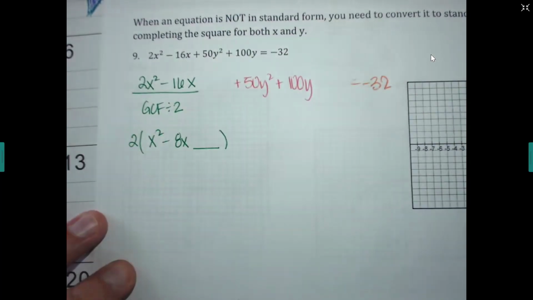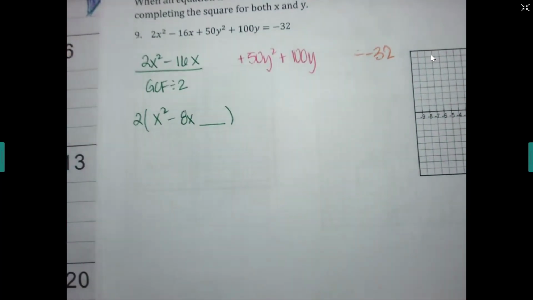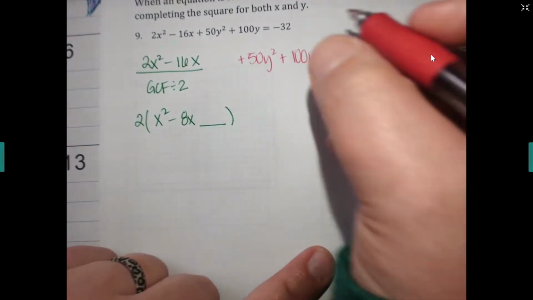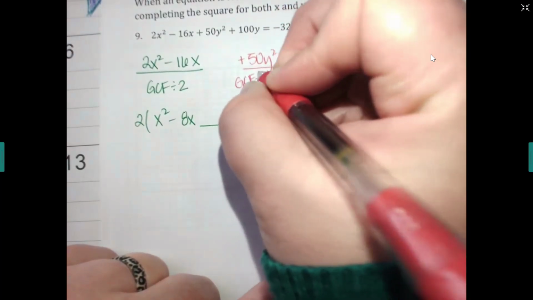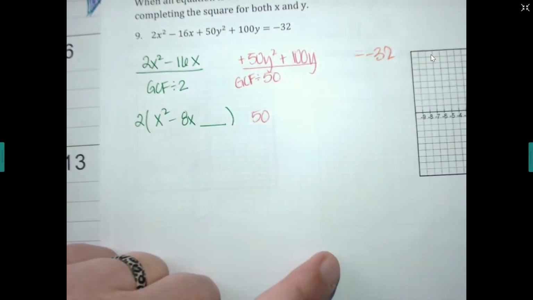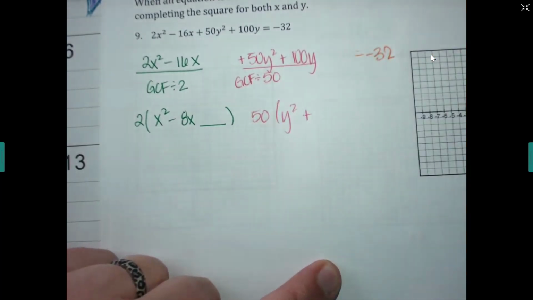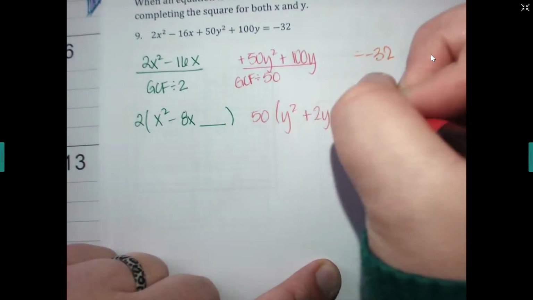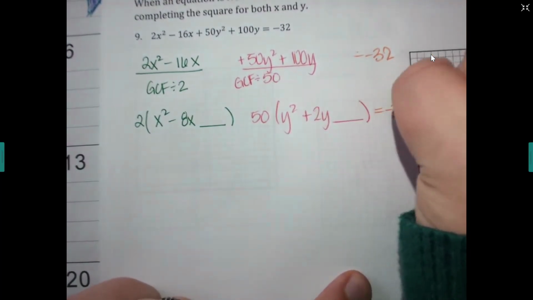Remember, just like last time, we know we're gonna complete the square. So we're gonna leave a blank for the x's. Now take a look at the y's. I have a 50y squared and a 100y. What do I have to take out? 50. So my 50 is gonna come to the front. That's gonna leave me with the y squared plus 100 divided by 50 is a 2y. Don't forget your blank. Then equals negative 32.